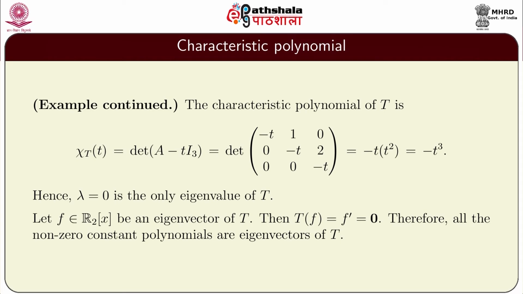What are the eigenvectors for this operator? So, let f in R2[x] be an eigenvector of the operator T. That means T of f must be 0, but T of f is f dash. Therefore, eigenvectors of T are precisely all those polynomials f whose derivative is 0. That means all non-zero constant polynomials, and they are the eigenvectors of T.